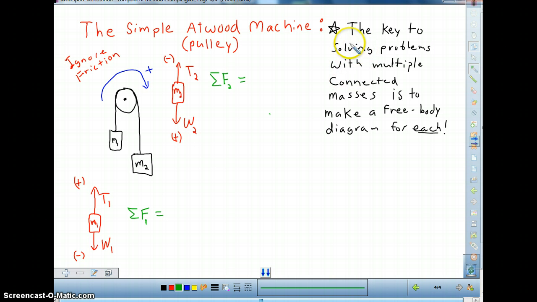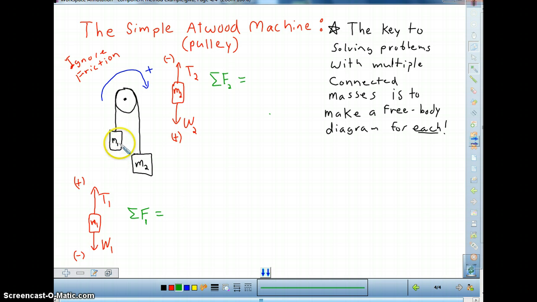An important note I put beside here with the star: it doesn't necessarily have to be an Atwood machine, but anytime we solve a dynamics problem with Newton's second law that has multiple masses connected, we really should make a free body diagram for each of them, then identify an equation using Newton's second law for each of those masses separately, and after that we'll make equal connections, as you'll see. This is a general scenario, no exact numbers, but it shows how we would set up two separate equations and then notice the relationships between them once we're done.